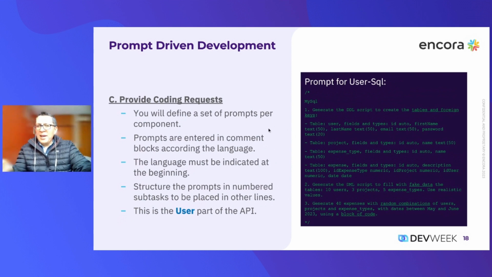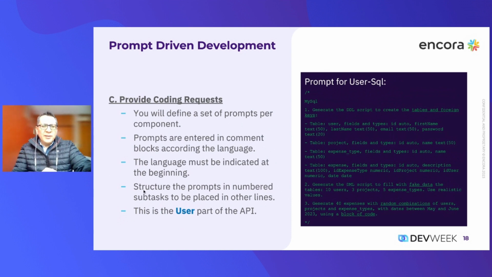You can see on the right side, for example, the prompt for the user SQL part. This prompt is entered in a comment block. In SQL, the comment blocks are slash and asterisk characters. You can see here in the beginning and in the end. Another topic is that the language must be indicated at the beginning of the prompt. Here we have MySQL as the language that we are setting for this prompt.